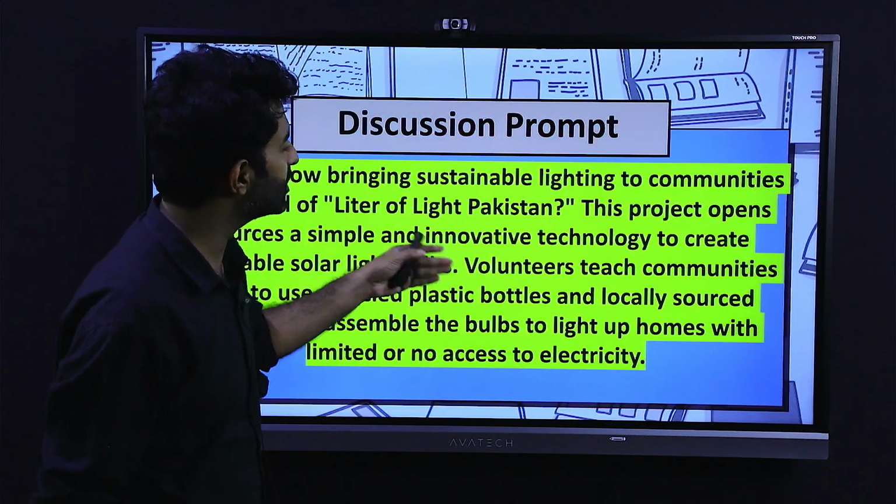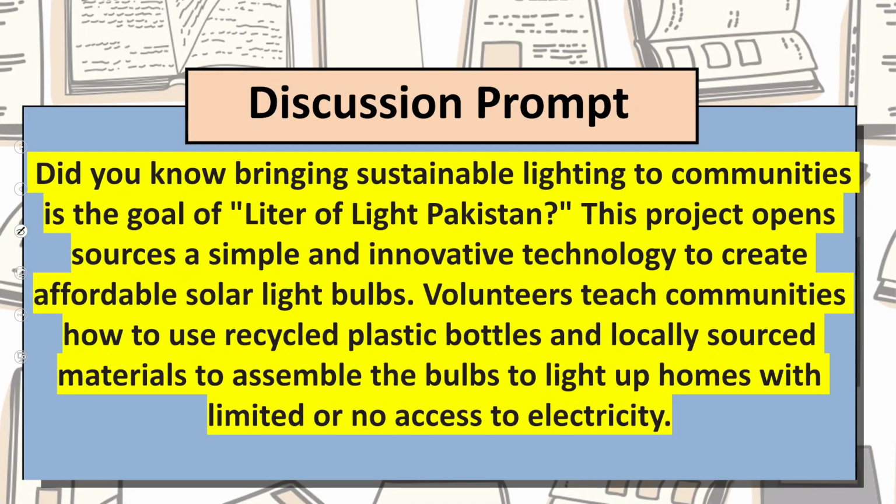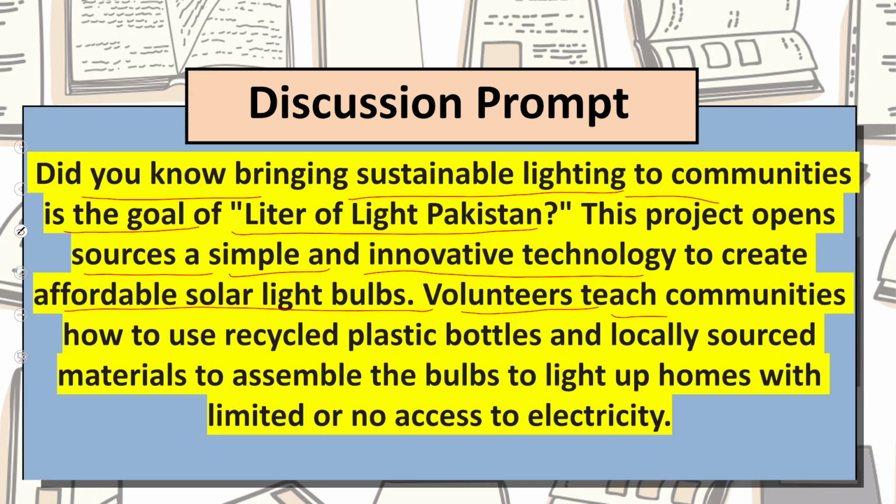We have another discussion prompt. Did you know bringing sustainable lighting to communities is the goal of Litter of Light Pakistan? This project open sources a simple and innovative technology to create affordable solar light bulbs. Volunteers teach communities how to use recycled plastic bottles and locally sourced materials to assemble the bulbs to light up homes with limited or no access to electricity.